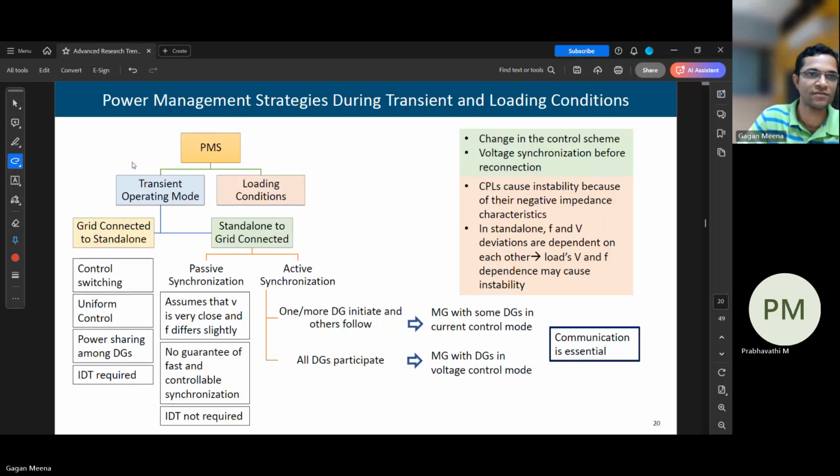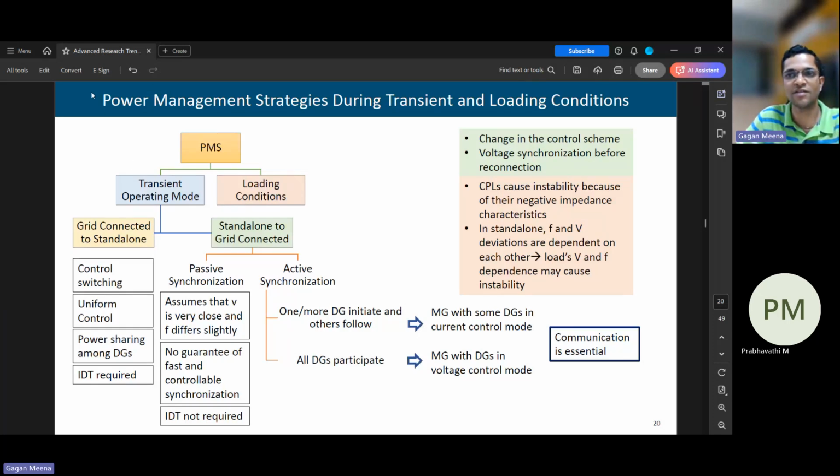So the previous slide was on how to control the microgrid in grid connected and standalone mode. Now this one is the third mode: how to control the AC/DC hybrid microgrid when there is a transition from standalone to grid connected or grid connected to standalone.